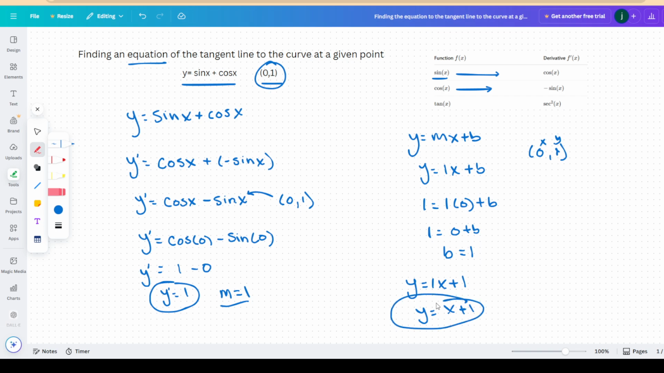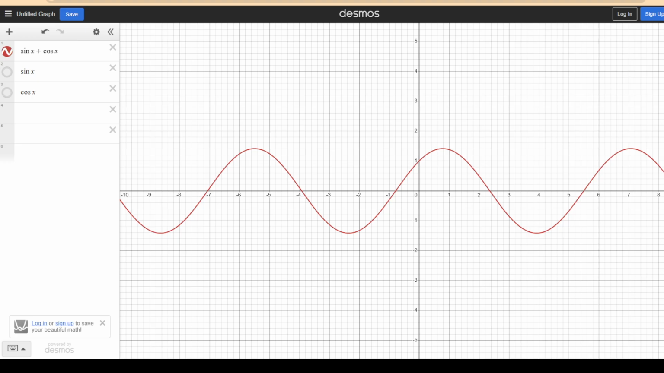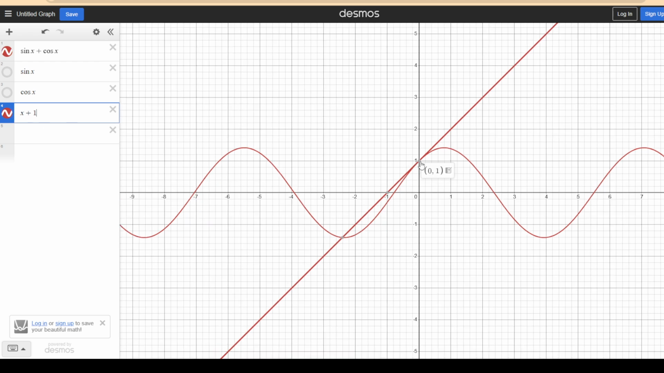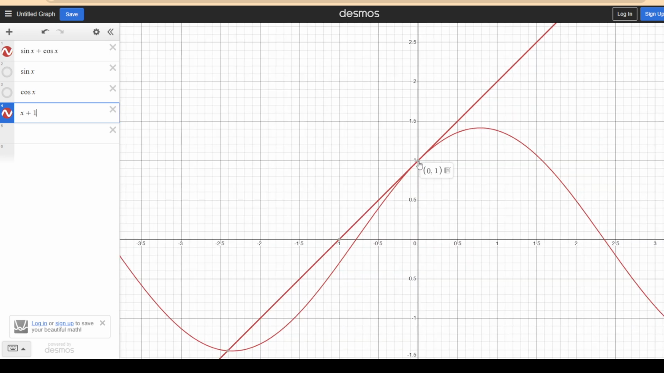To go back to our beginning point, we can take a look at this on the graph as well. We can type our new equation in, and we find that y is equal to x plus 1 is right here on the curve, right at our given point, and it's tangent to the curve.